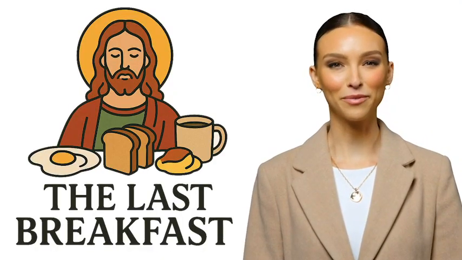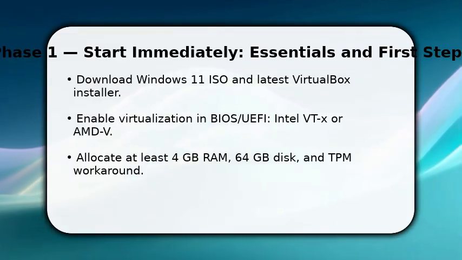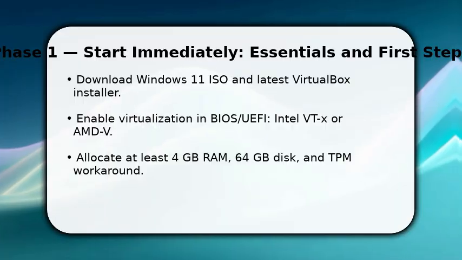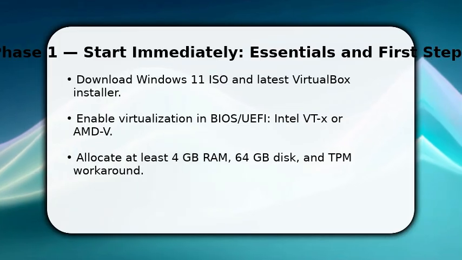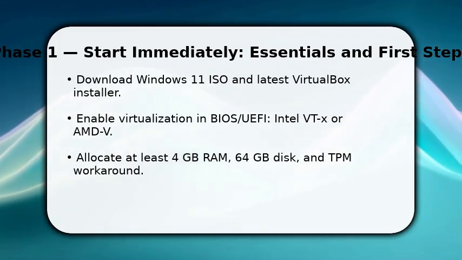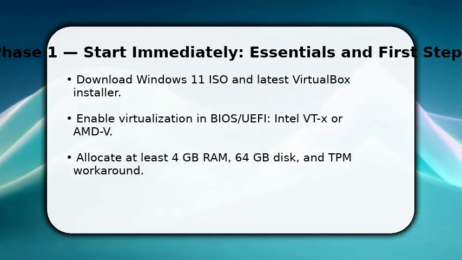Please enjoy the video. You start by gathering essentials and opening VirtualBox. This saves time. Download the Windows 11 ISO and install the latest VirtualBox and extension pack. Once done, enable Intel VT-x or AMD-V in BIOS. This allows hardware virtualization. Make a new VM.